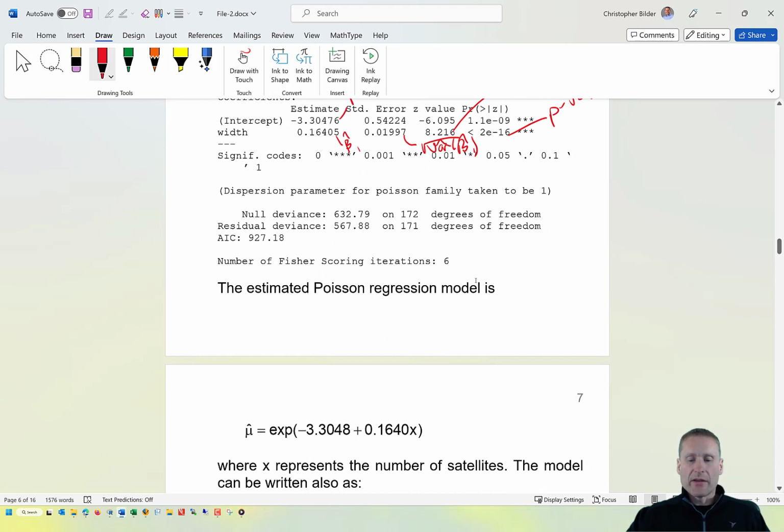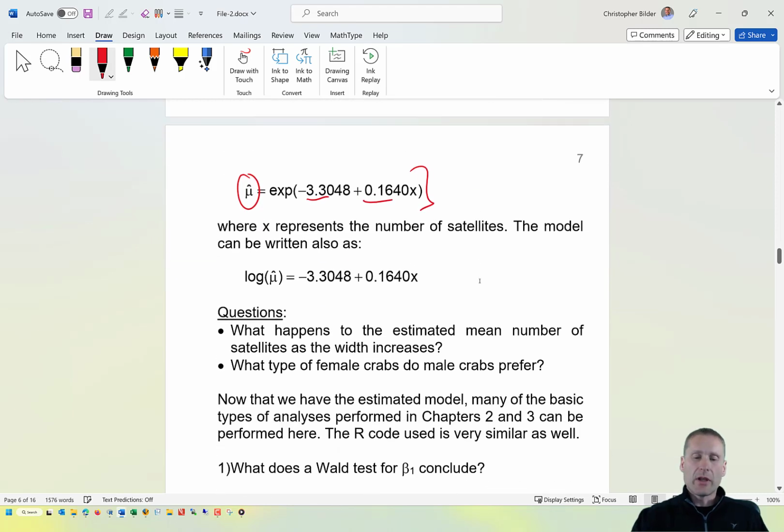So based upon this information, we can write out what our estimated model is. There's the negative 3.3 right there. We have the positive 0.16 right there. Of course, we put a hat on top of mu to indicate now this is my estimated model. Then we can also write the model as log of mu hat is equal to beta hat 0 plus beta hat 1 times x.